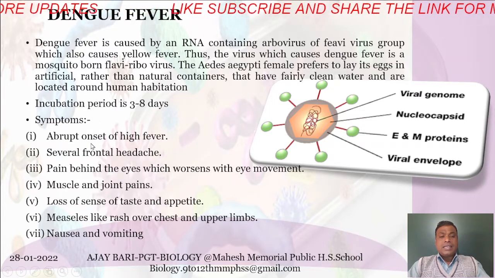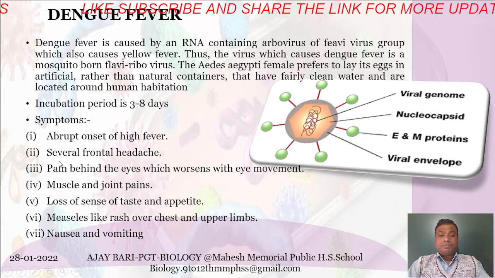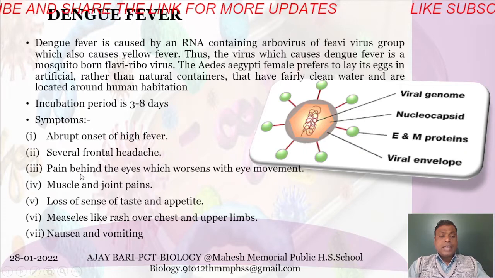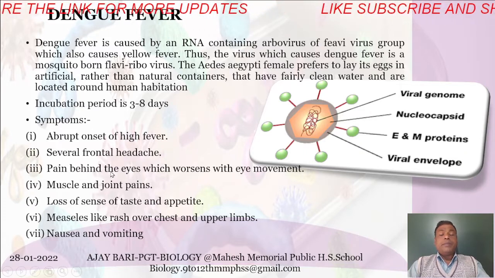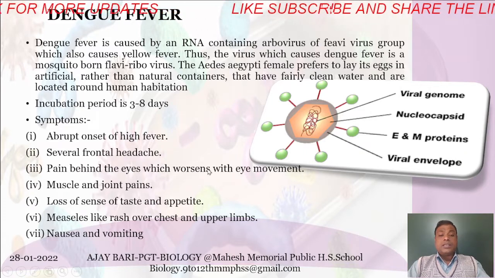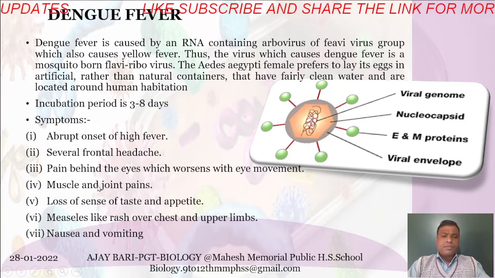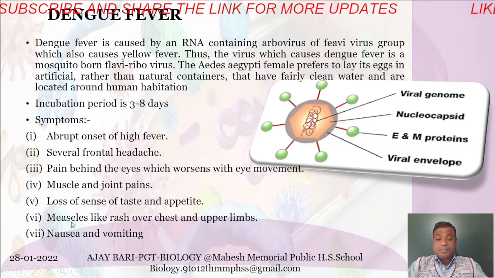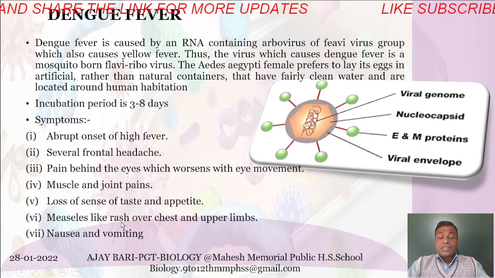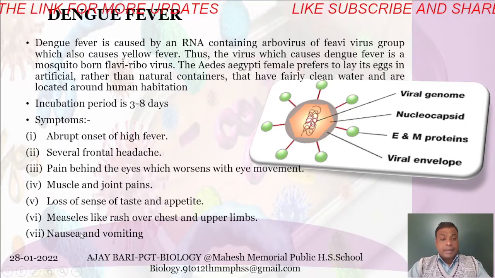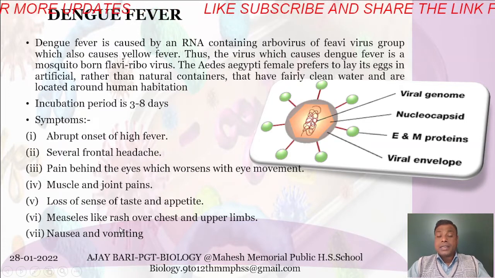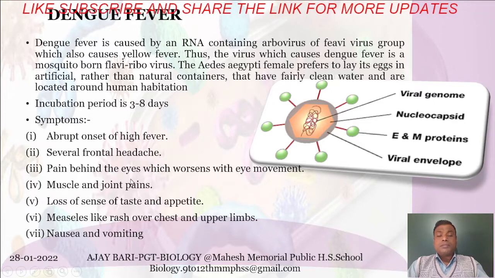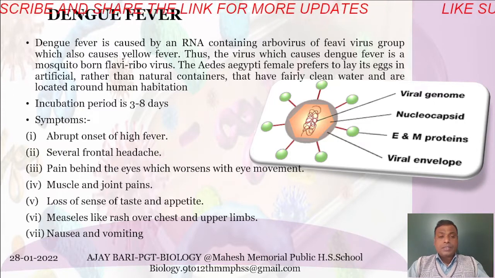They are abrupt onset of high fever, severe frontal headache, and definitely pain behind the eyes that worsens with eye movement, muscular and joint pains, loss of taste and appetite, measles-like rashes on your chest and limbs, and nausea and vomiting are also seen. So these are the common symptoms when anyone is caught with dengue fever.